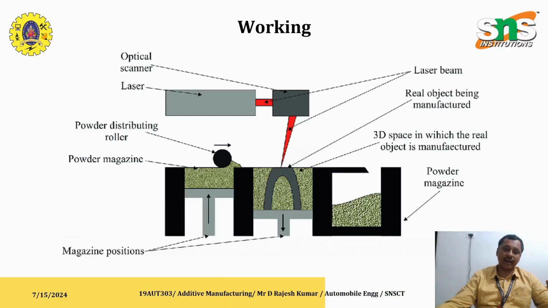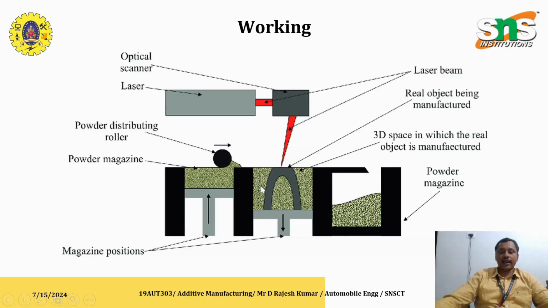So this is a schematic diagram of the working of the process. So here you can see that the main components are laser beam, laser source, optical scanner, roller, then the bed. So you can see here how the object is scanned by the laser source. So the laser source supplies the power to the optical scanner. This optical scanner focuses on the powder.